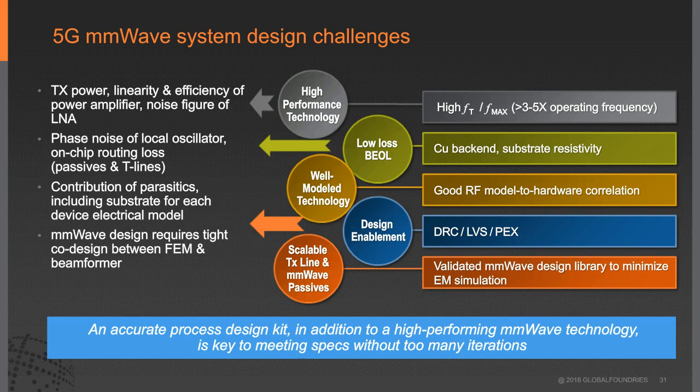You need well-modeled technology. RF model to hardware correlation is key to minimizing design iterations. You need a good parasitic extraction deck and electromagnetic simulation tools. So scalable transmission lines, millimeter wave passive process design kits, and libraries minimize time spent on custom EM simulations. An accurate process design kit, in addition to high performance millimeter wave technology, is key to meeting specs without too many iterations.